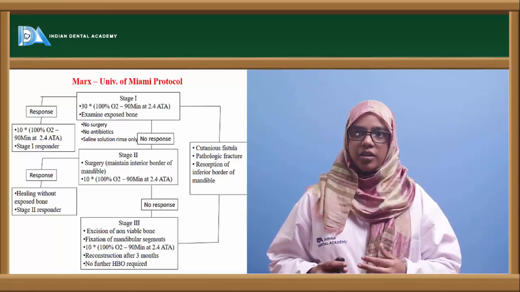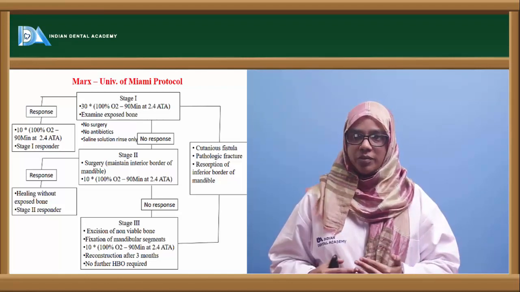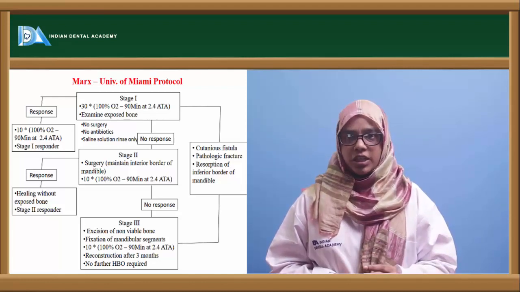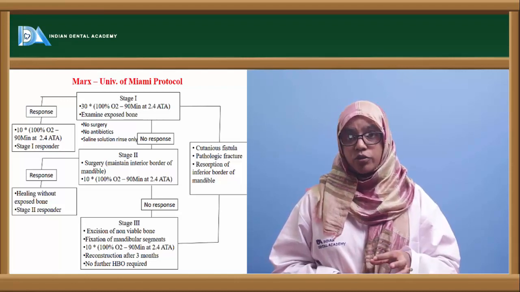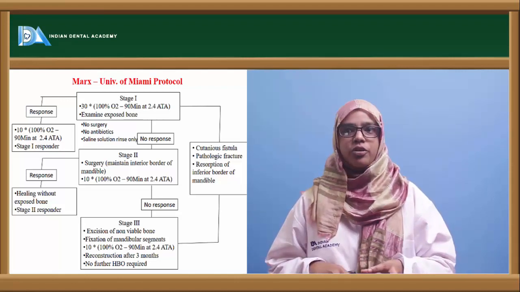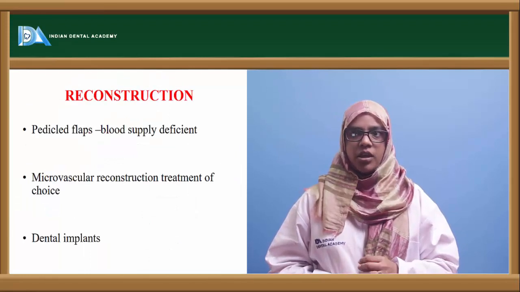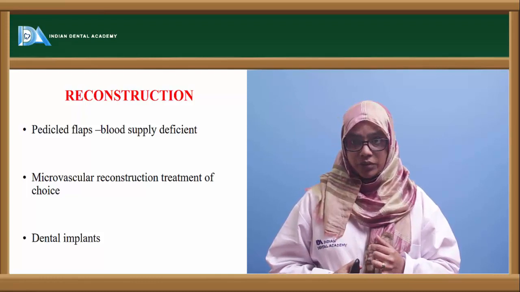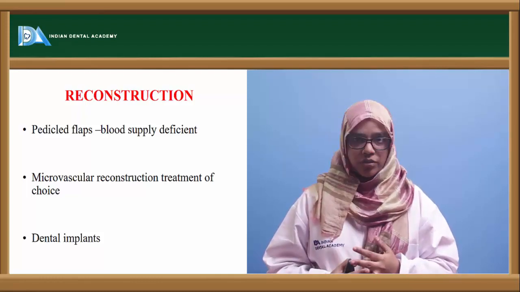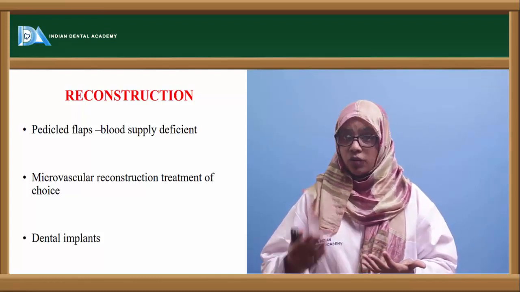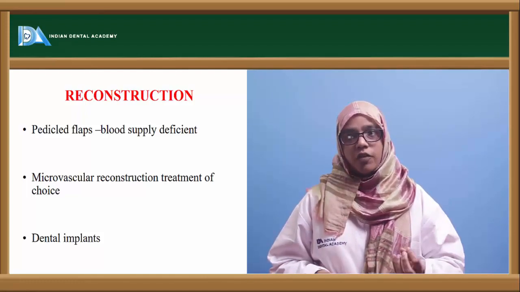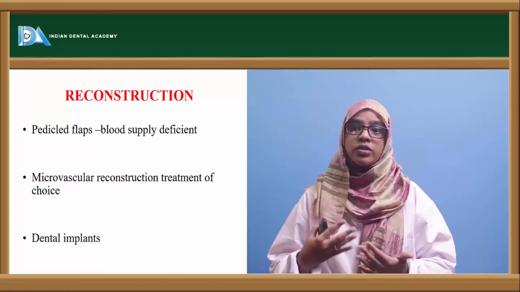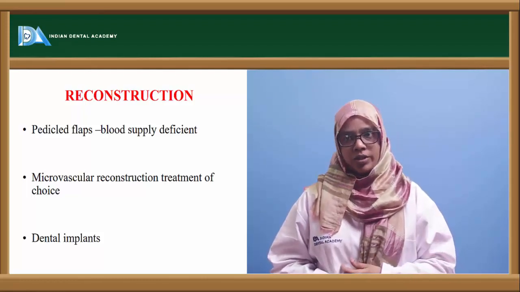Then the patient was called after 3 months and a reconstruction was done in that case. In case of cutaneous fistula, pathological fracture and resorption of the inferior border, these were directly put into the third stage surgery. Now, reconstruction can be done with a pedicle flap because this increases the blood supply to the area, or microvascular reconstruction with free fibula, because it also increases the vascularity. After reconstruction, when healing is satisfactory and bone is viable, you could start implant placement after 6 months to 1 year.